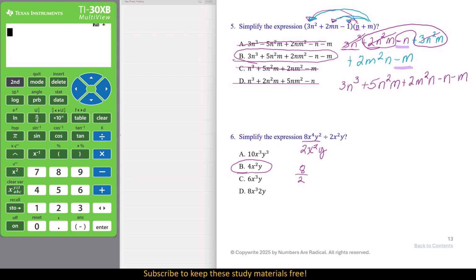First, we divide those, and the whole thing should look like this. 8 divided by 2 times x to the 4 minus 2, then y to the second minus 1. Remember, we have an understood one exponent on every whole number. So now let's match it. Well, that works out. We get 4, and then we get x squared, and then we get y to the first, which is just y. And there you go.